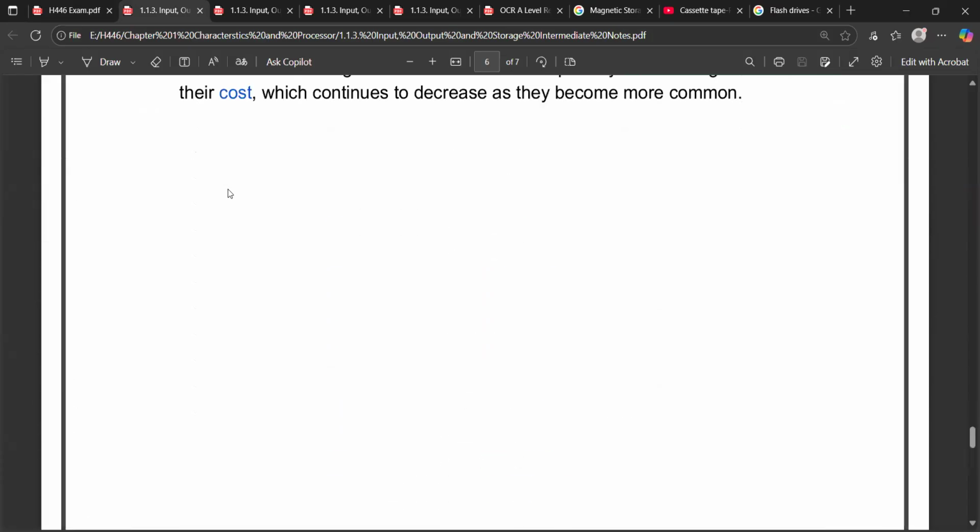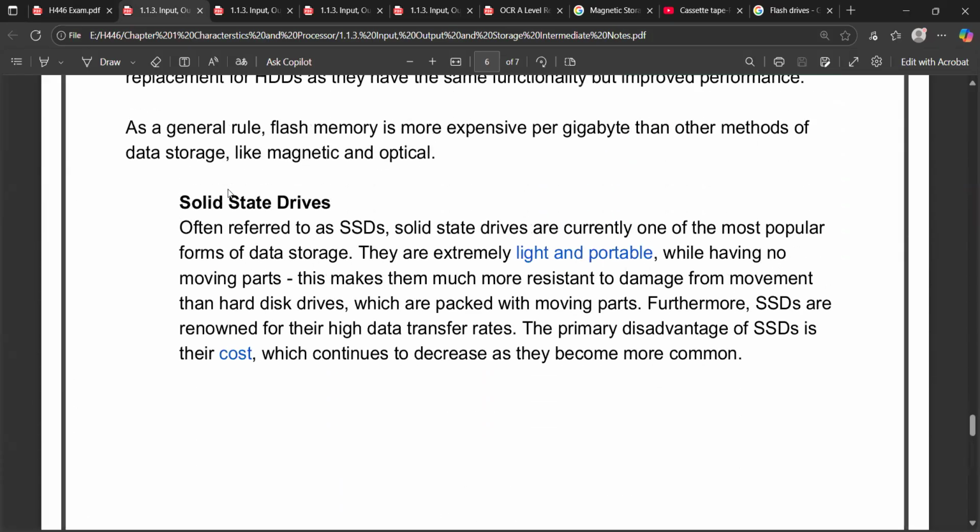After that, the next part I have here is solid state drives. Solid state drives are also known as SSDs. They are currently one of the most popular forms of data storage. They are extremely light and extremely portable while having no moving parts, and this makes them more resistant to damage from movement than hard disk drives, which have moving parts. Furthermore, SSDs are renowned for their high data transfer rates as well, and the primary disadvantage of SSDs is their cost, which continues to decrease as they are becoming more and more common.